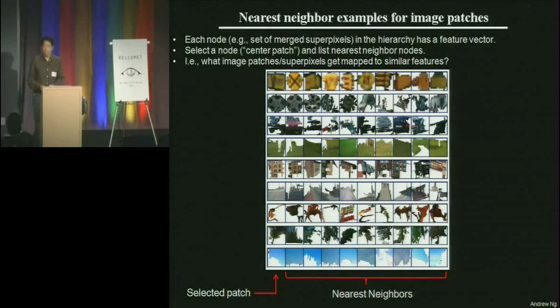You can see that, somehow, semantically or maybe visually similar things get mapped to similar feature vectors. For example, in the third row, that fragment of a car, well, what's most similar to that fragment of a car? It's these other fragments of cars.